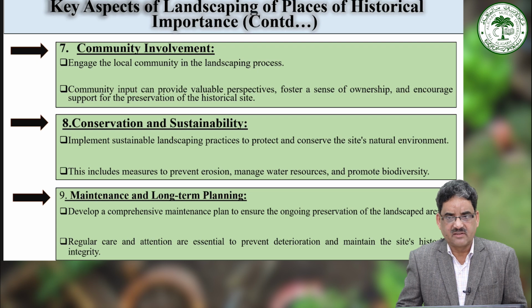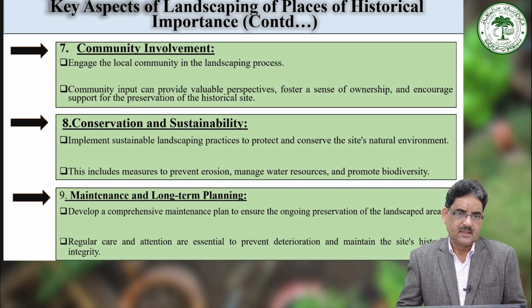Next one is conservation and sustainability. It is recommended that care of the environment should be taken by using sustainable landscaping methods to protect the site. This involves stopping soil erosion, managing water well, and making sure there is a variety of plants and animals.